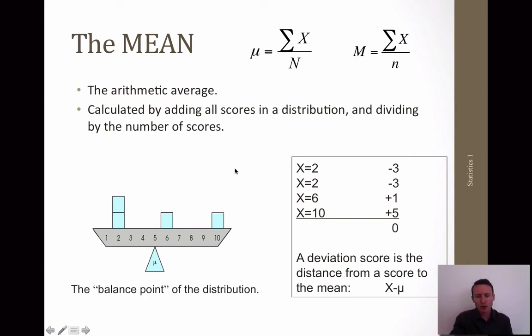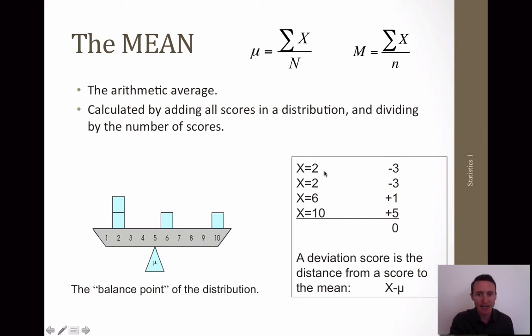All right, so a little more information about the mean. Statisticians like to call the mean the balance point of the distribution. And it's the balance point essentially for the following reason. This column right here includes what are called deviation scores. A deviation score is simply how far each individual score is from the mean. Remember, our mean was 5. So if I subtract 5 from each score, I get my deviation scores.